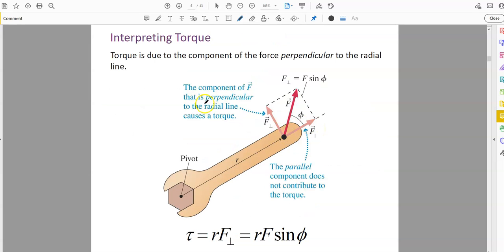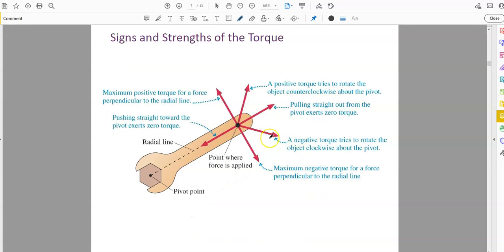Anyways, this is basically the interpretation of those different forces. Again, this is talking about the perpendicular part. The ones that create the most torque are the ones that are perpendicular to the lever arm. This part, and also this force, is going to give maximum torque.